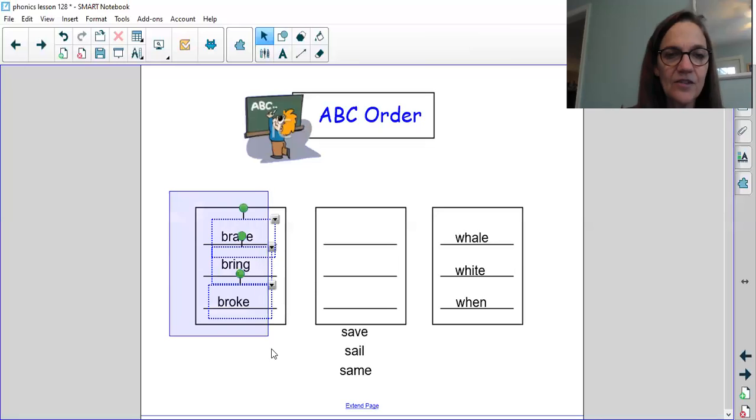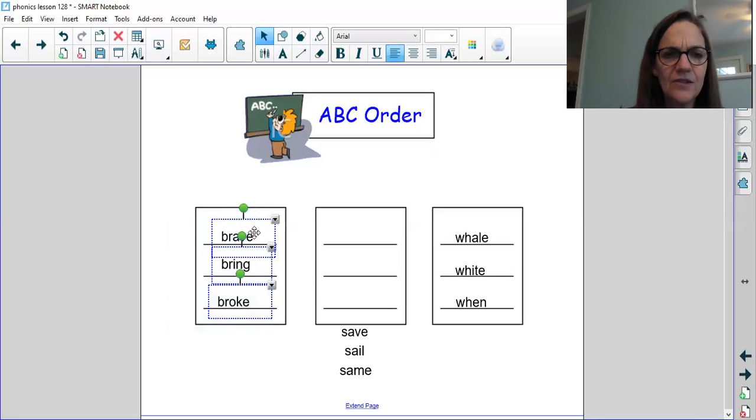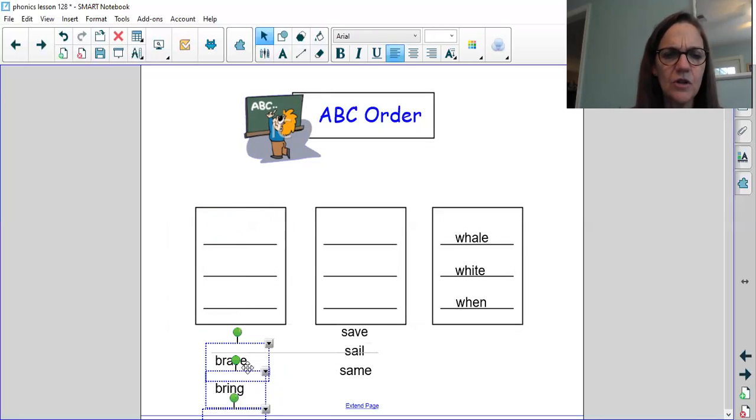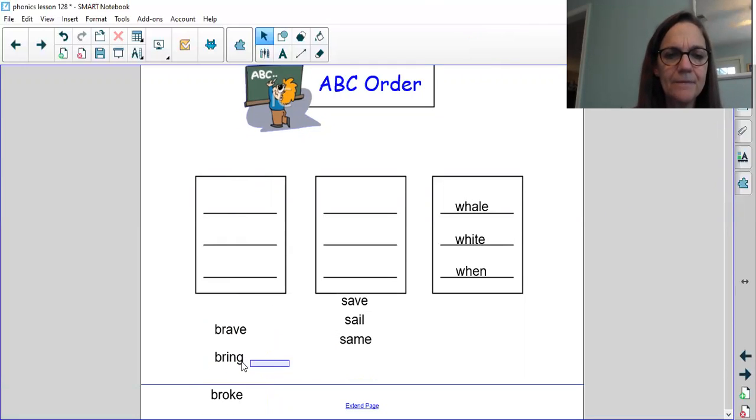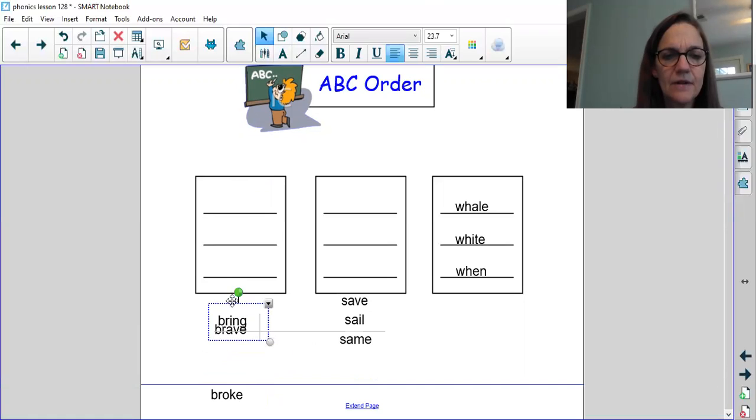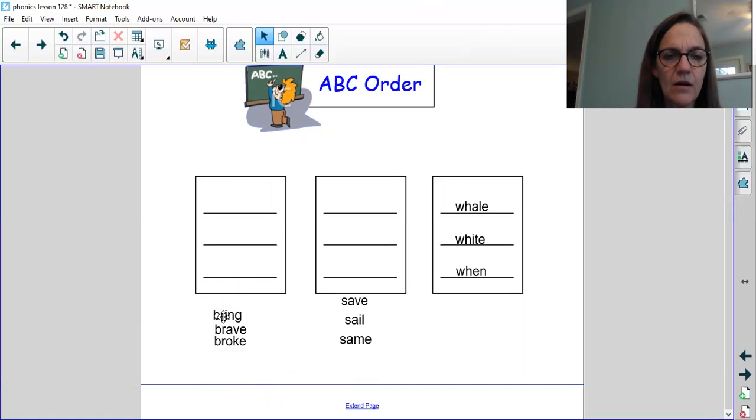Okay, let's move these down. I want to talk to you about ABC order today. And we are going to have a look at these three words. They are bring. Sorry, I'll get my cursor off of it here in just a moment, as soon as my computer will let me.